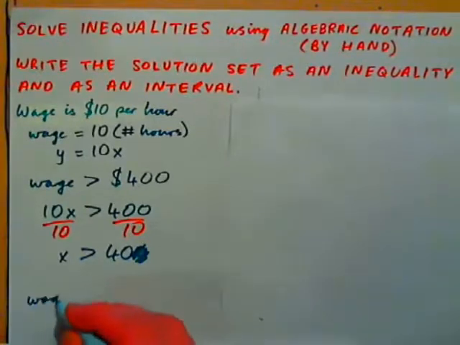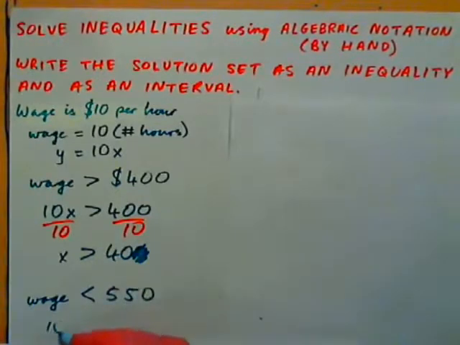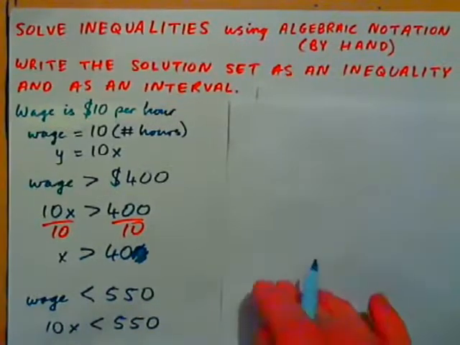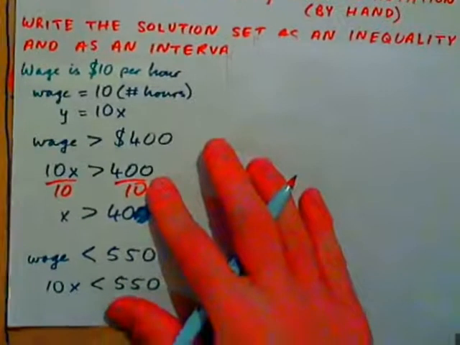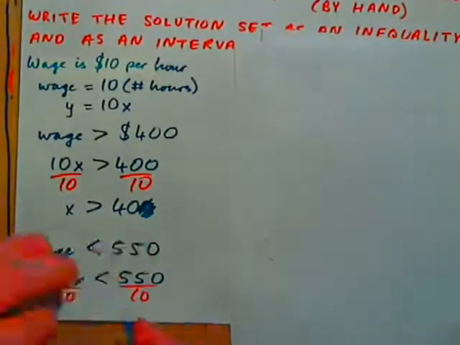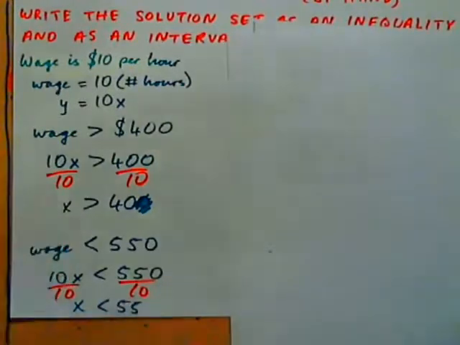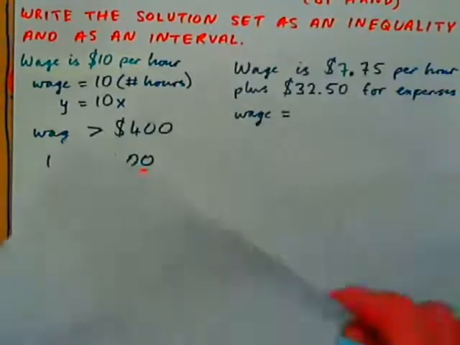If your wage is to be less than, say, $550, we could go 10x less than 550, divide both sides by 10, and we would have x is less than 55, right? So if you work less than 55 hours, you get less than $550. What if we had this?